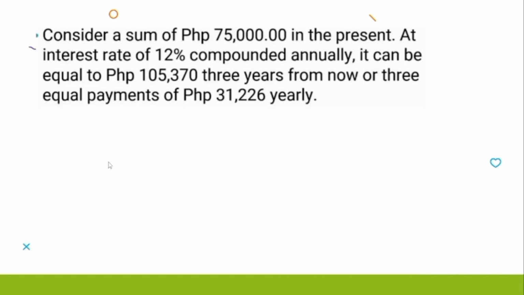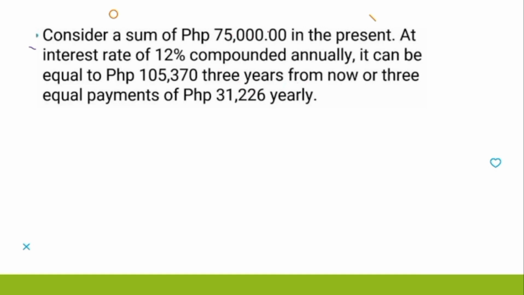So in here about the concept of equivalence, may mistake tayo dito last time. So ulitin lang natin i-discuss 'to. Consider a sum of 75,000 in the present at interest rate of 12% compounded annually. It can be equal to 105,370 three years from now or three equal payments of 31,226 yearly.